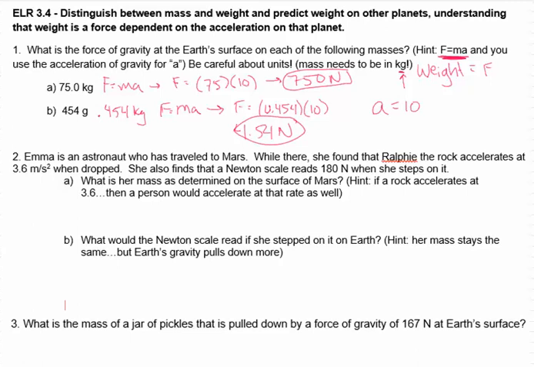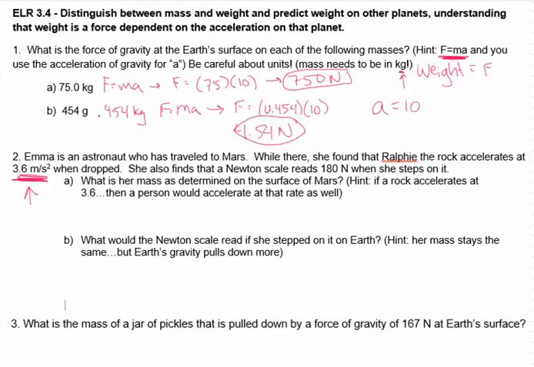For number two, Emma is an astronaut who has traveled to Mars. While there, she found that Ralphie the rock accelerates at 3.6 meters per second squared. So I'm going to pause right here and point out how, remember when we did the feather and the bowling ball, that when something accelerates on Earth, it doesn't matter what it is as long as air friction is being taken out of the equation, everything accelerates at the same rate. So when she's on Mars, this is the acceleration on Mars, 3.6. That means that everything accelerates at that rate on Mars.